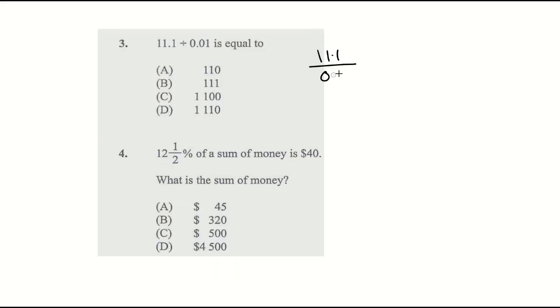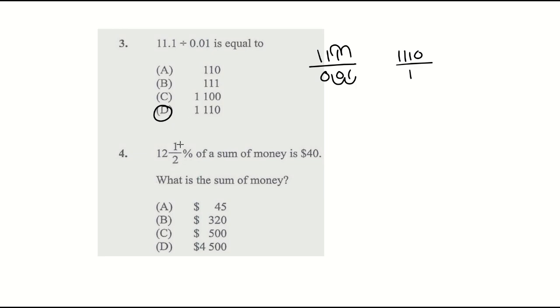1.1 divided by 0.01. Shift this. You want your divisor to be a whole number. If you shift it twice, you have to shift the decimal point above twice. So it will be 1,110 divided by 1, which is D.